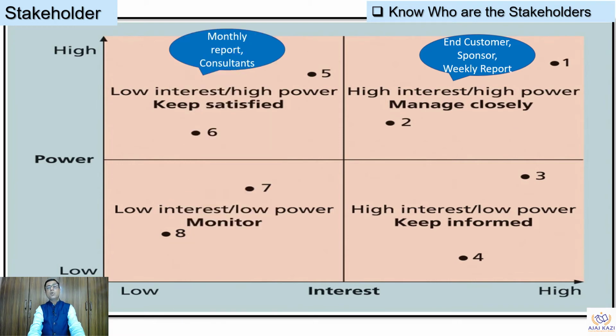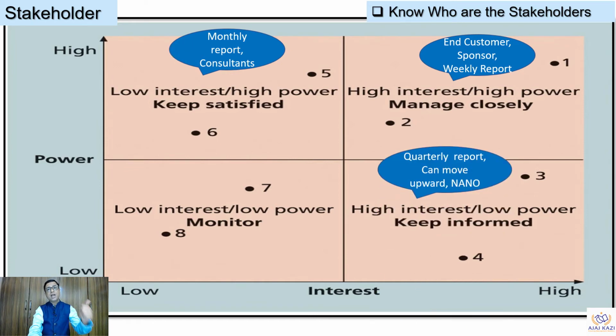The people who have low interest but high power could be your consultants who will be working on the projects. They have high power but less interest. But we should also manage them closely and engage them closely, probably giving a monthly report to them, and these people will be happy.